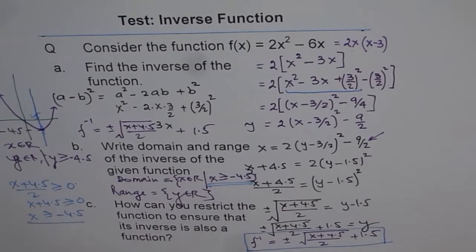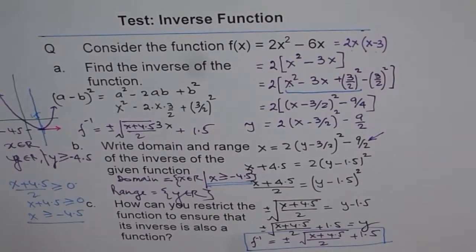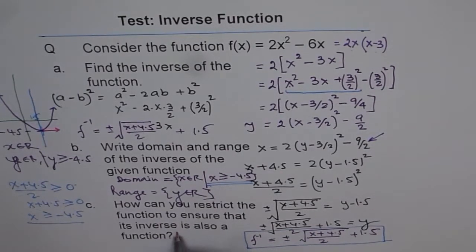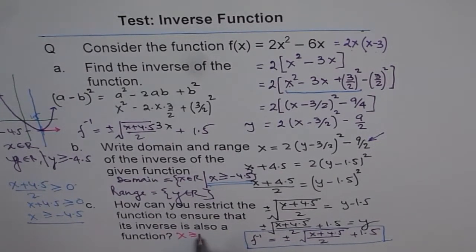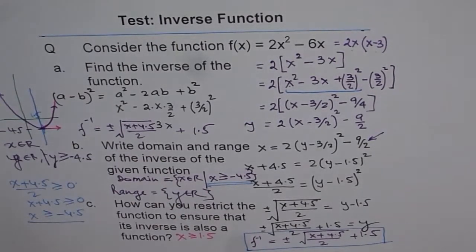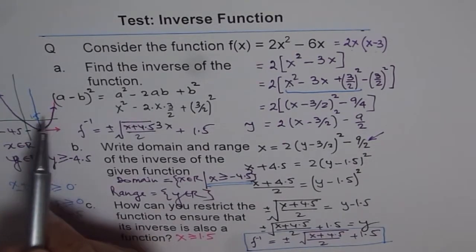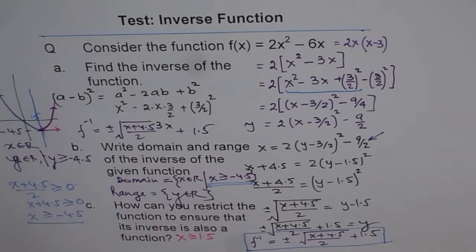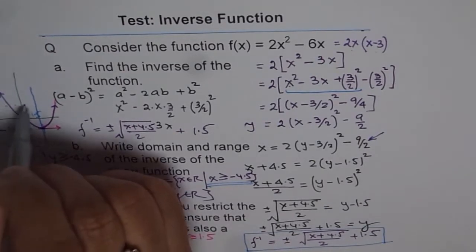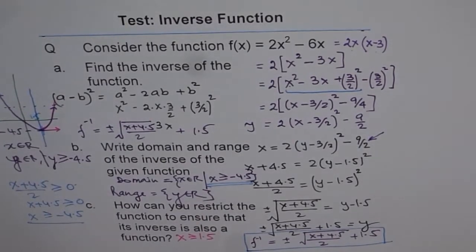The vertex is at 1.5. So if you consider only one part of the function, that is, if you restrict your domain to this side of the vertex, if I say let x be greater than or equal to 1.5, that means I'm restricting my graph to only the portion highlighted. And then its inverse will be a function because it will not fail the horizontal line test. At present, the function is failing the horizontal line test, right? If I draw a horizontal line, it strikes at 2 points. So that is one alternative.